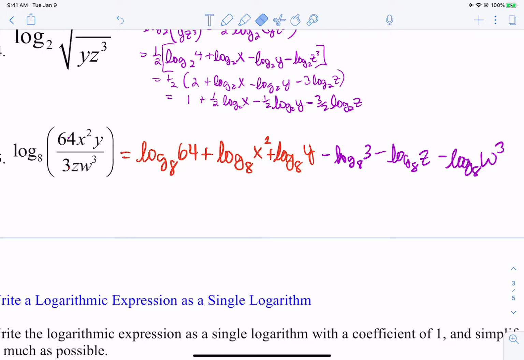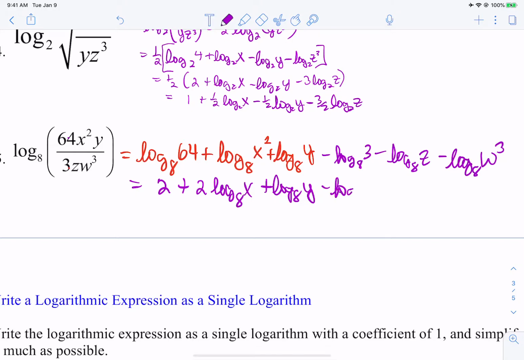Okay, next step. This is a thing that can reduce. You're going to ask yourself what power to put on an 8 to get 64. So that becomes a 2. This thing can drop the 2 down in front. Doesn't do much good, but that's how we expand something as far as we can. The log base 8 of y, no changes. The log base 8 of 3, I don't know what it is. The log base 8 of z, I don't know. The last thing we can do is drop that 3 down in front.